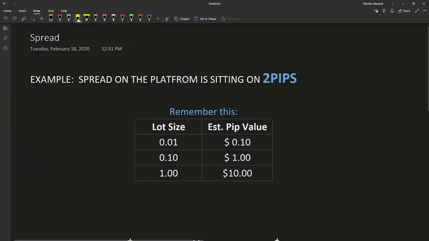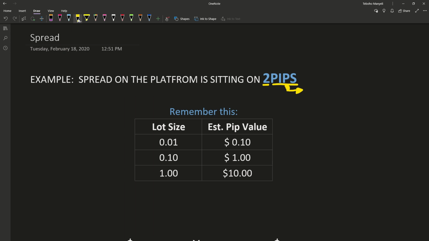In our example, we're going to say that the spread that we're paying for whatever trade you're about to take is actually a spread of 2 pips. Now, key point, spread is charged in pips, and since we understand how pips are related to the lot size and the pip value that you're using, we can then calculate how much spread you're going to be paying.